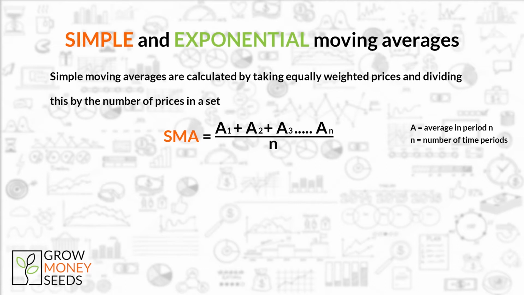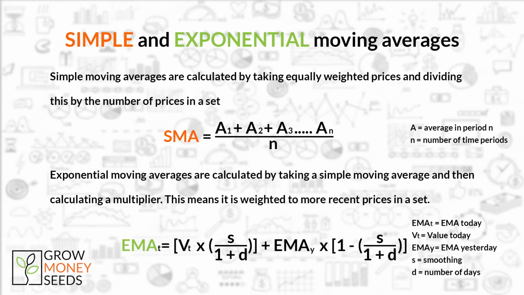A simple moving average is calculated by taking equally weighted prices and dividing this by the number of prices in a set. Since this uses equally weighted prices, it can lag, which means it can be slow and fall behind when generating signals. An exponential moving average is calculated by taking the simple moving average and then calculating a multiplier.